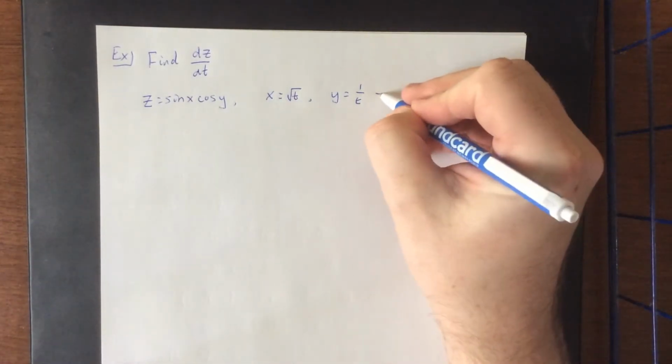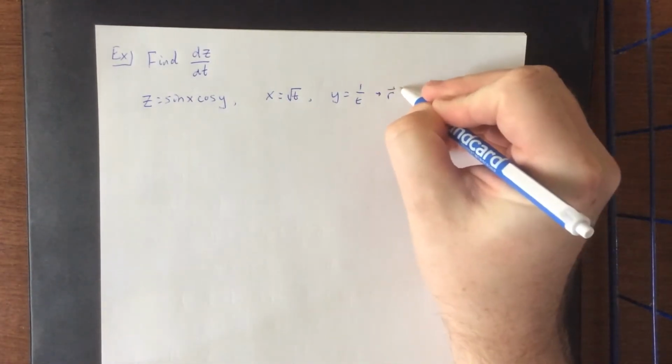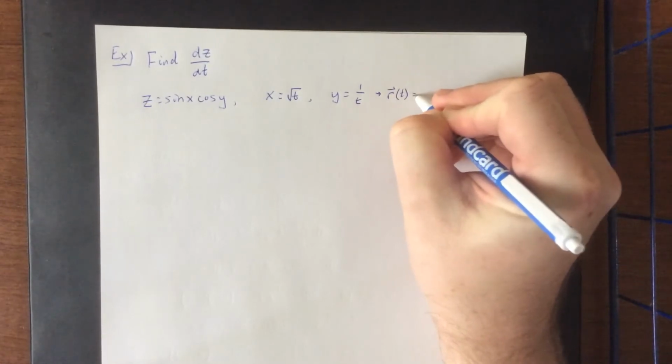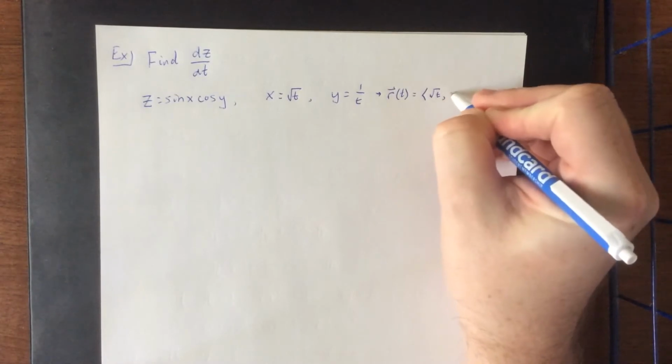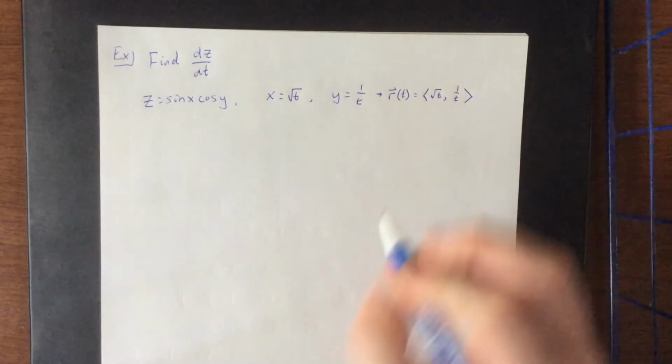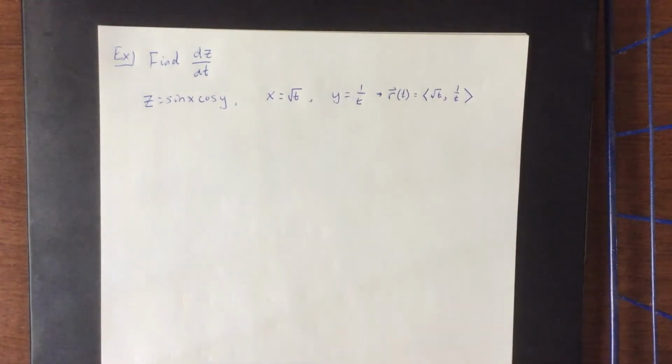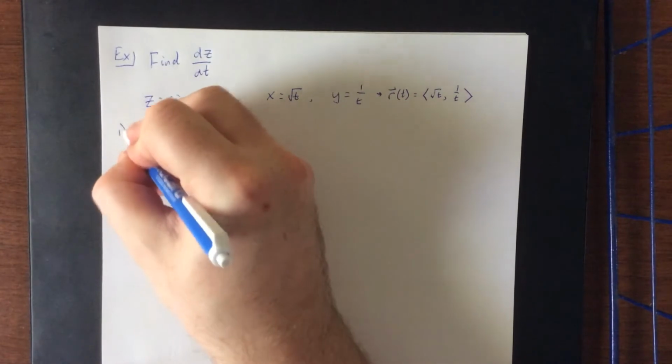Now, my personal interpretation of this is that really what we're saying is that x and y are defined in terms of a vector function, and that vector function is the square root of t comma 1 over t. And we're taking these parameterizations and dealing with this function of three variables. Regardless, I wanted to show off two different techniques for how to find this.